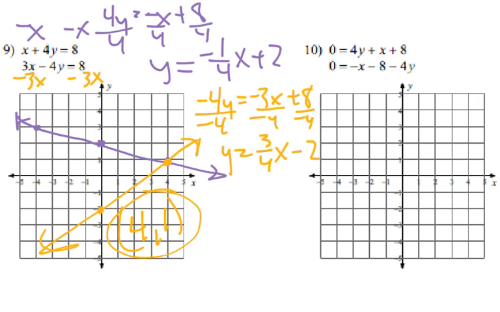Okay, now number 10 is all crazy. So I would start off by subtracting 4y from both sides to get negative 4y equals x plus 8. Then divide by negative 4.